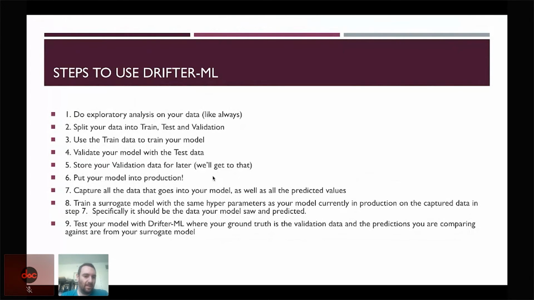And then we'll get to that in these steps. I really should take that out.